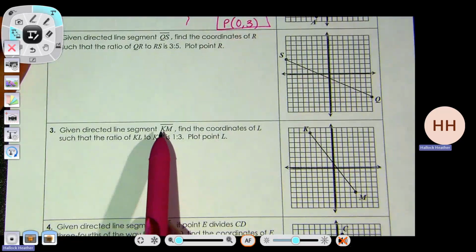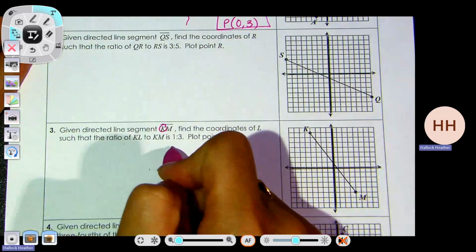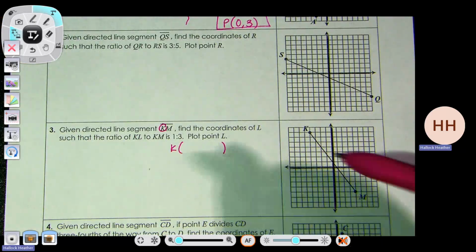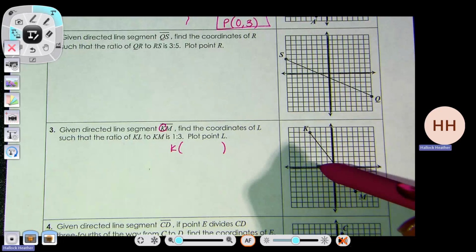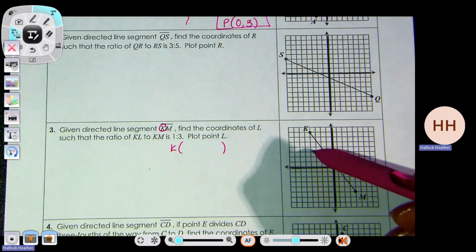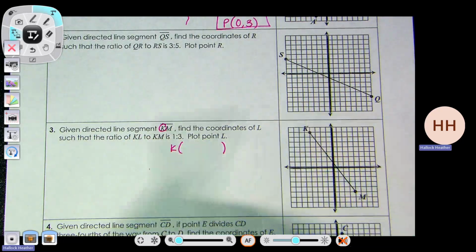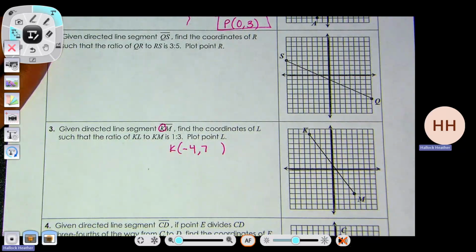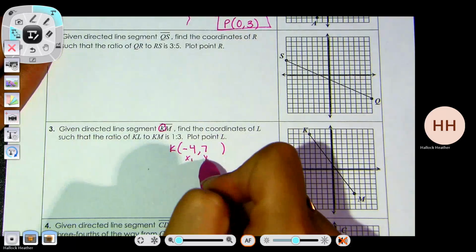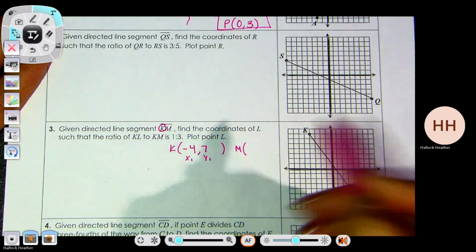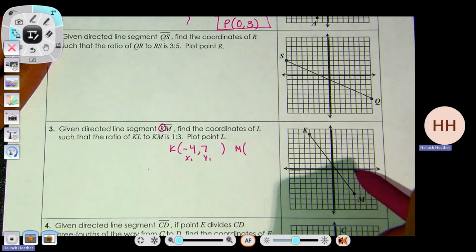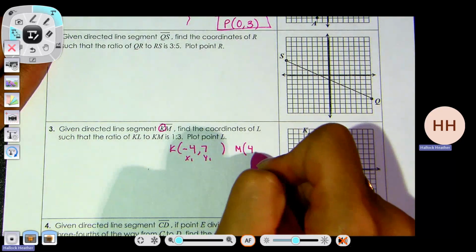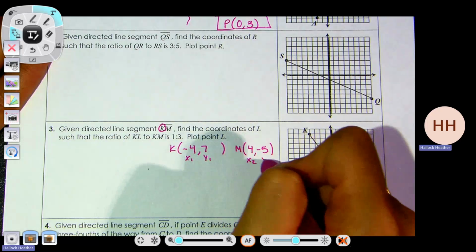K is coordinate point 1. So K is the first coordinate. K, I have to find it on my graph. It is negative 1, 2, 3, 4, and then up 1, 2, 3, 4, 5, 6, 7. So negative 4, 7. M is where I'm ending. So that's going to be coordinate point 2, which is 1, 2, 3, 4, 1, 2, 3, 4, 5. So 4, negative 5. So it's x2, y2.